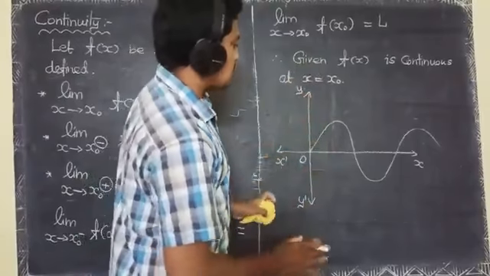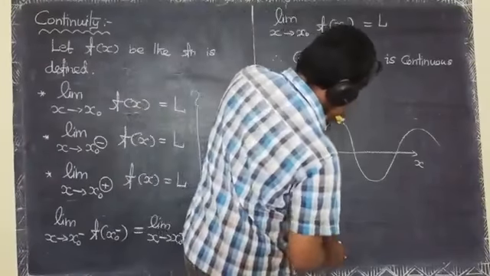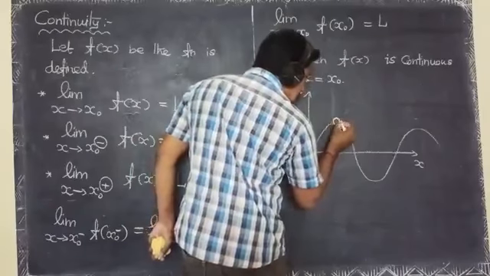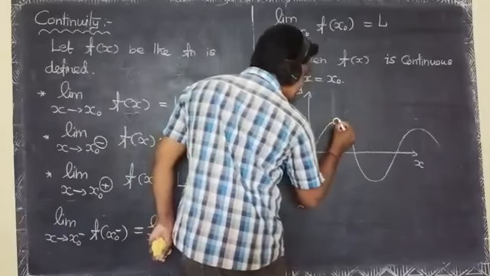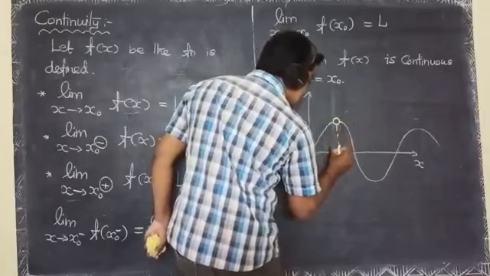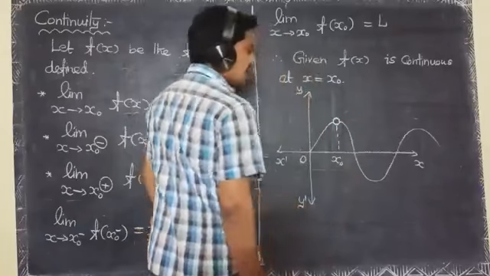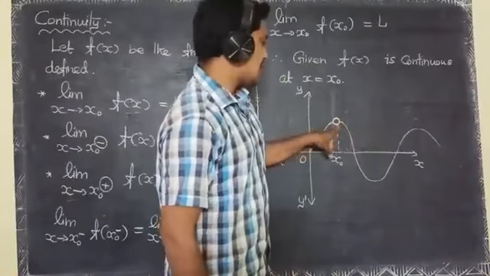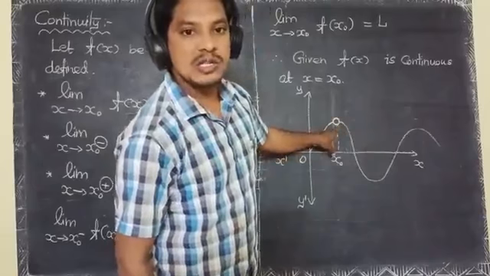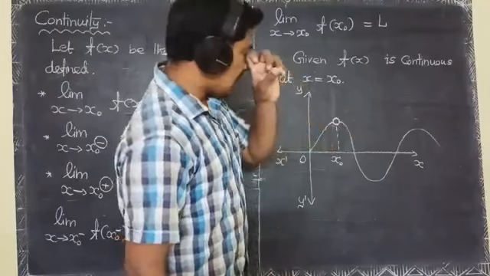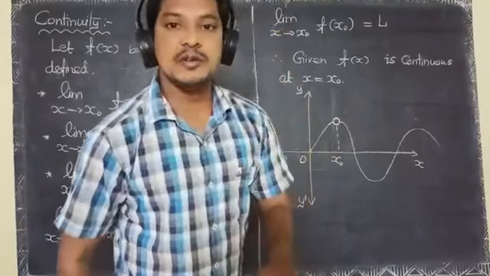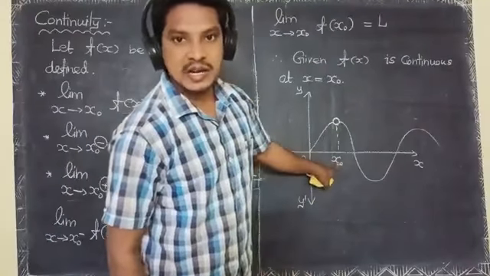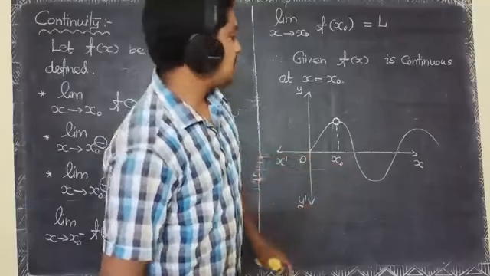Okay, suppose the function has a hole at x naught, at a particular point x naught, that means the curve has a break, a hole, a circle. It means the function is discontinuous. The function is discontinuous at x equal to x naught.